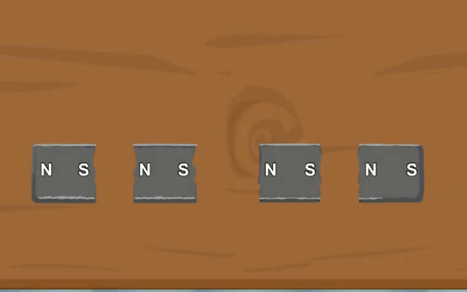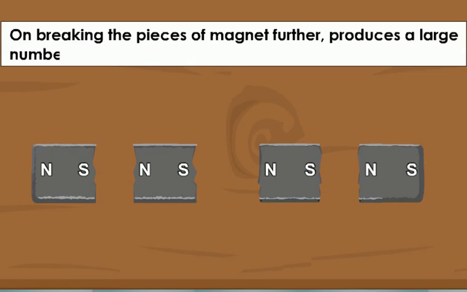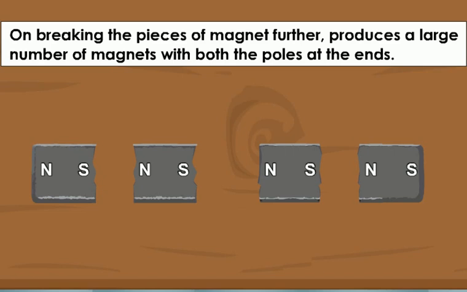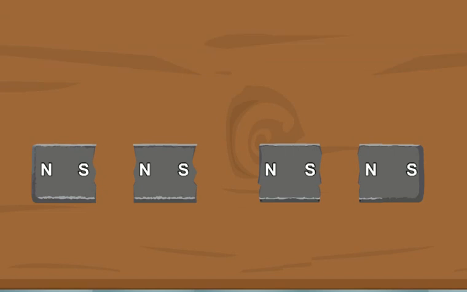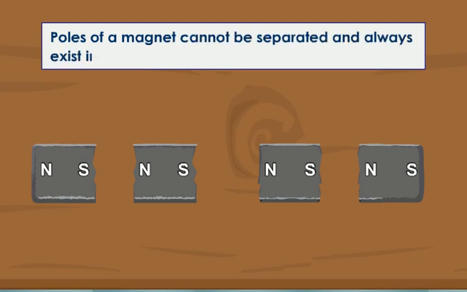Students, if the two pieces are further broken, each smaller piece still acts as a full magnet containing both the poles. On breaking the pieces of magnet further, produces a large number of magnets with both the poles at the ends. This clearly shows that the poles of a magnet cannot be separated and always exist in pairs.